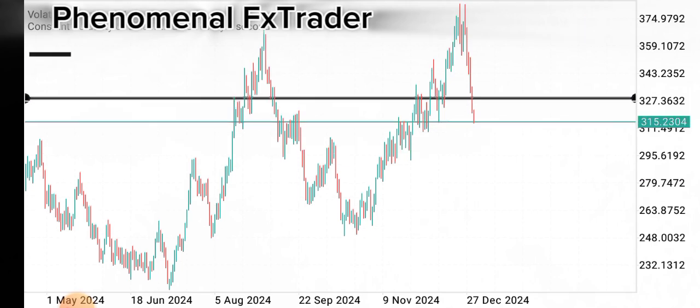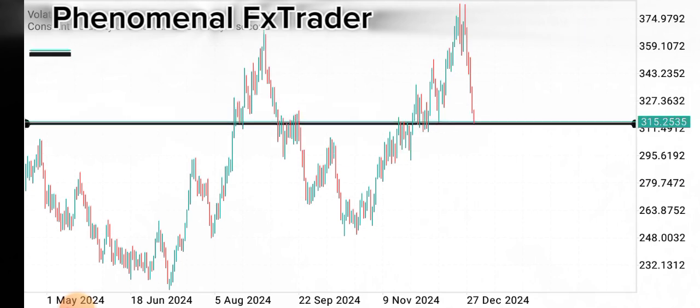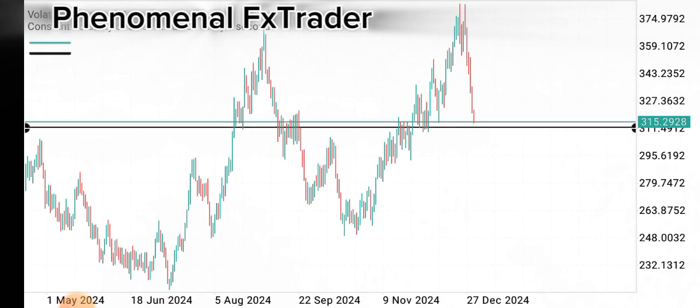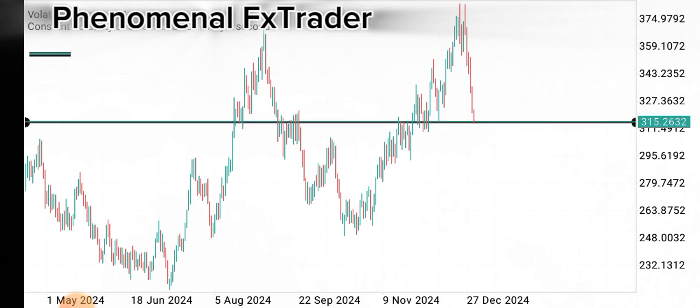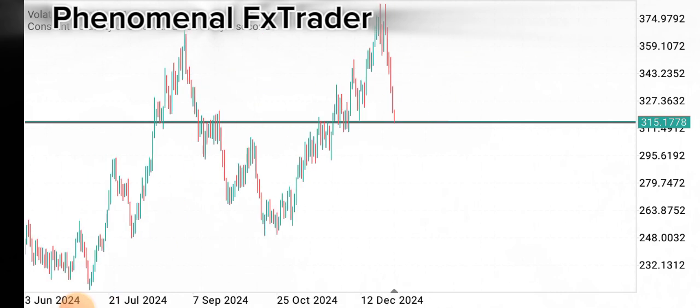Oh, sorry, I've moved it. Let me place it where it was. I think it was somewhere here. Okay. All right, so that's the key level there. Then let's look at the direction of the market.